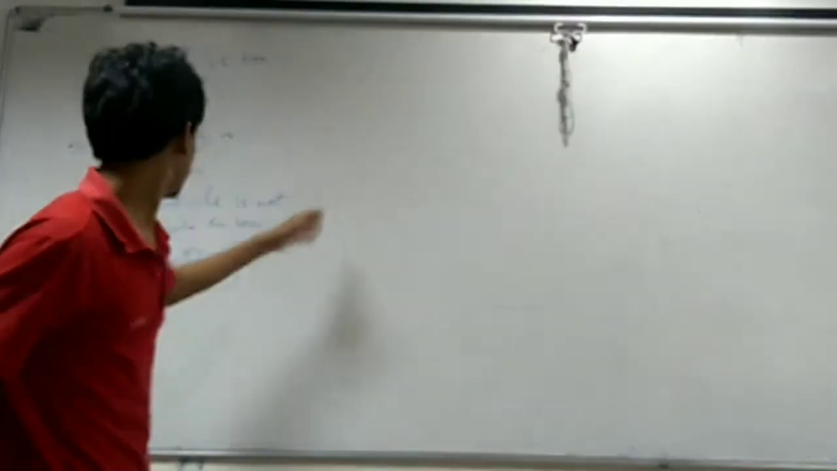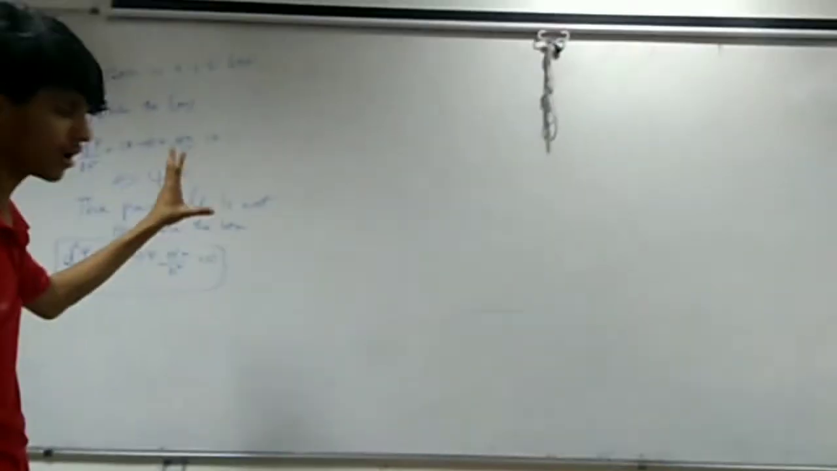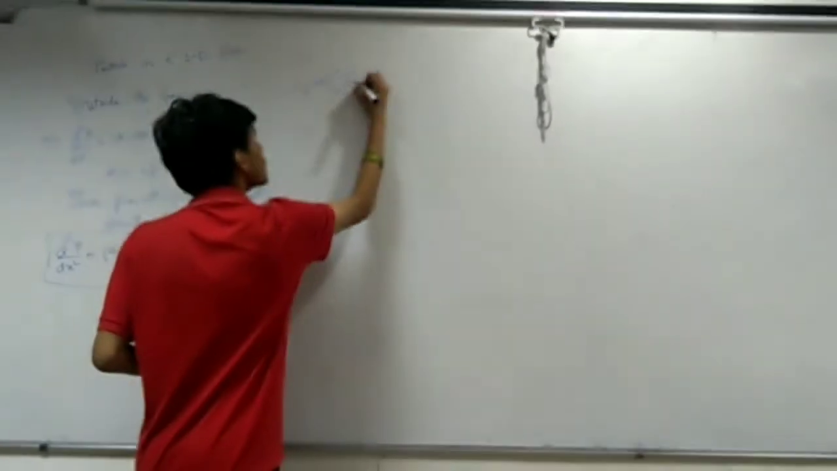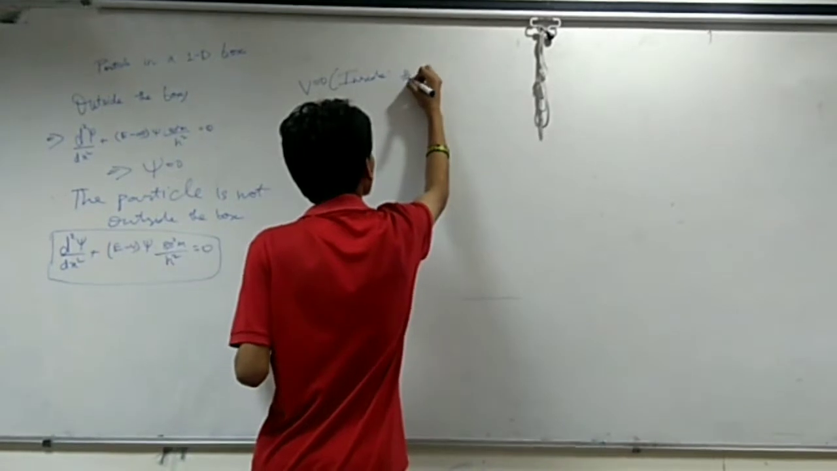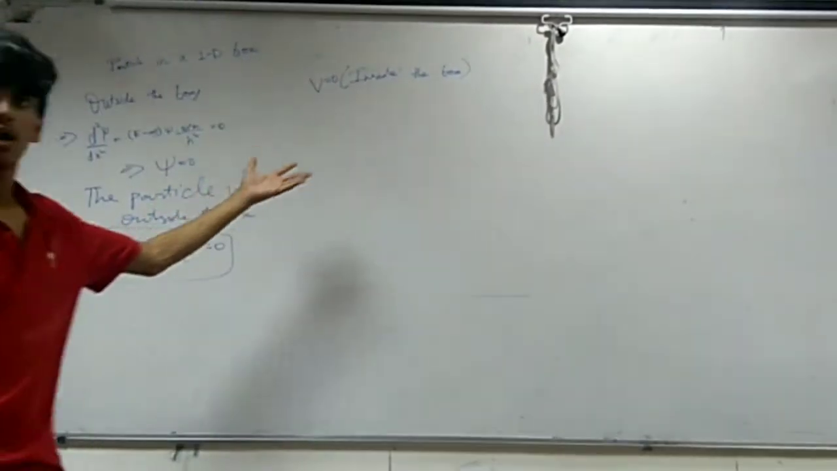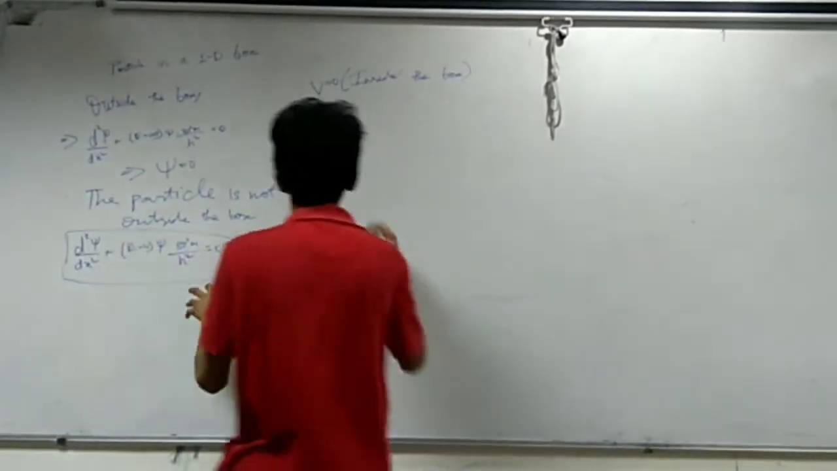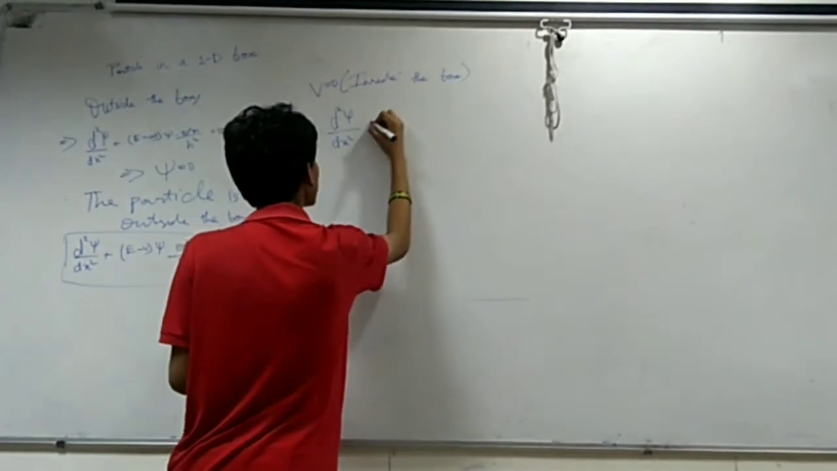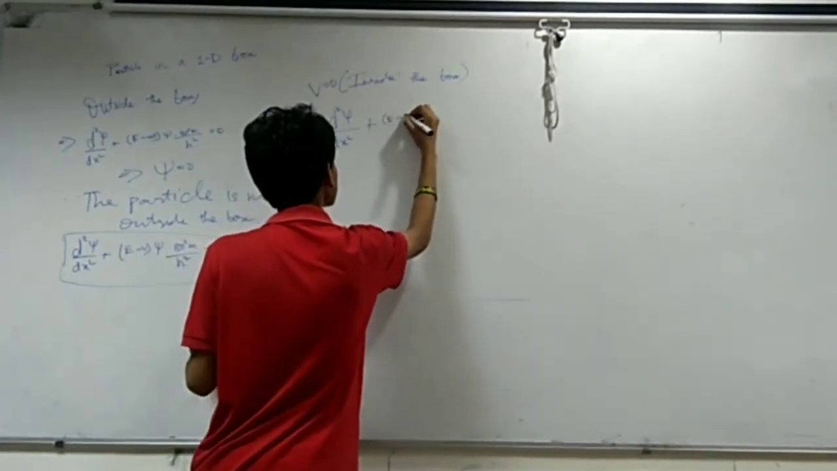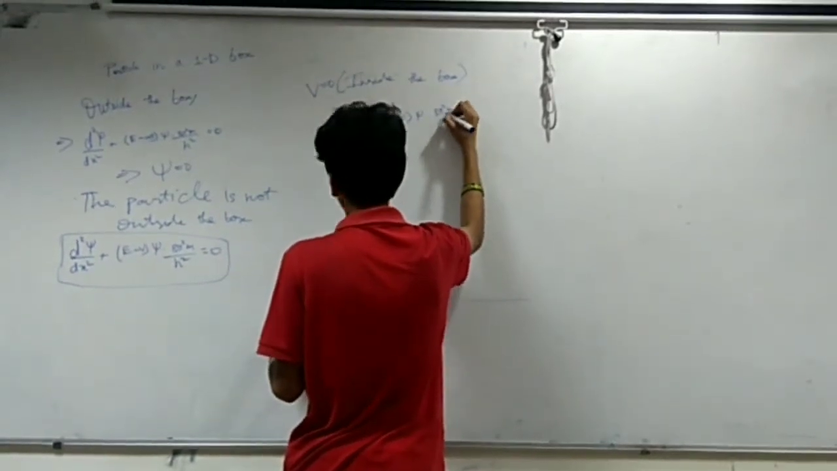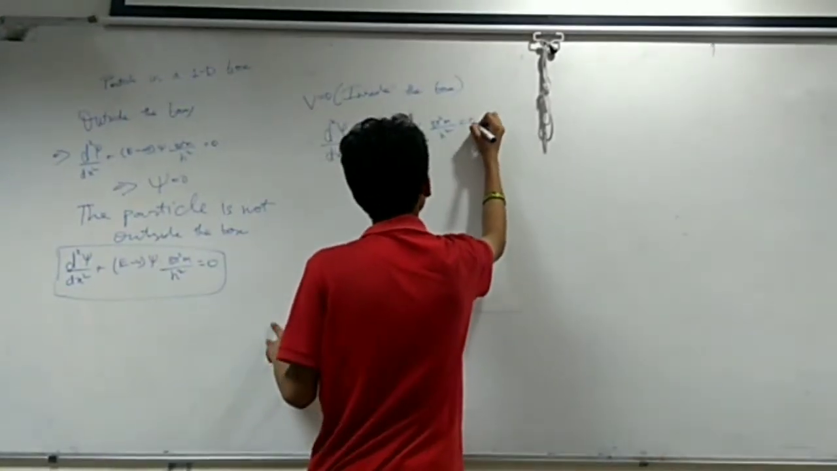Yeah, so now back where we started, let us assume we are looking inside the box. Inside the box, we know that V is equal to 0. So on substituting V equal to 0 in this equation, we get d²ψ/dx² plus (E minus 0)ψ times 8π²m/h² is equal to 0.